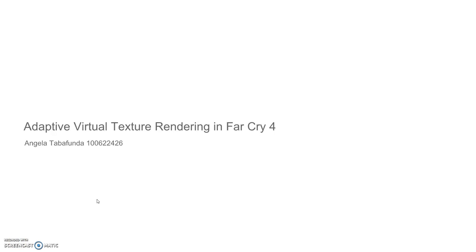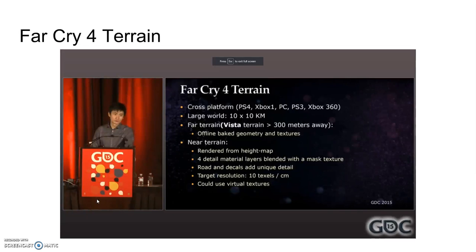Student number is 162,426, and I'm here to talk about adaptive virtual texture rendering in Far Cry 4. So, Far Cry 4 has a large world. They divide this large world into two parts, being the near distance terrain and the far distance terrain. Far distance terrain is rendered by offline baked geometry and textures.